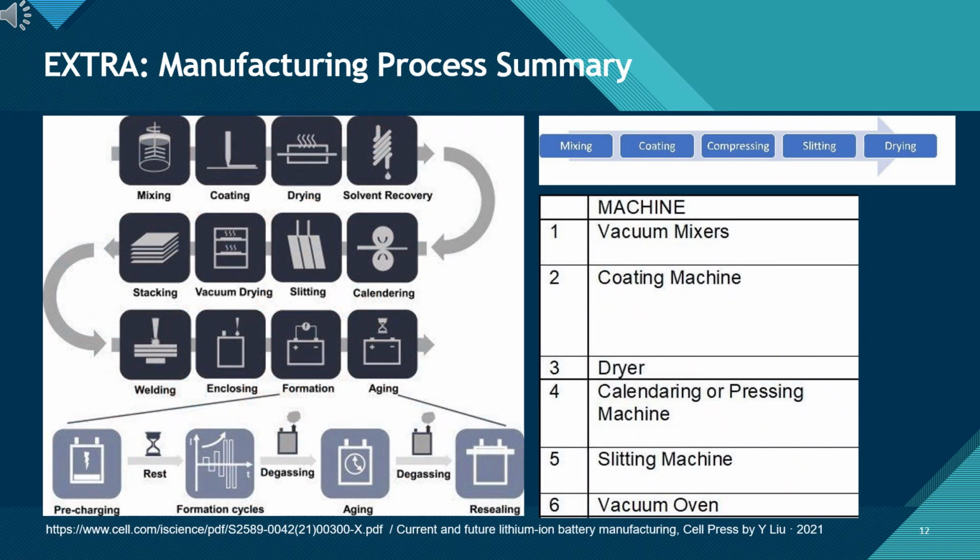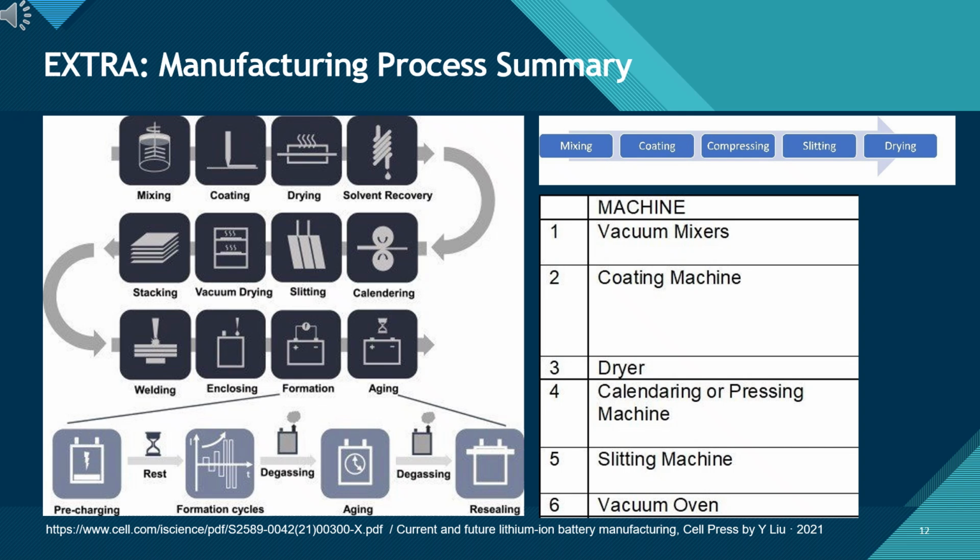In this slide, we take a closer look at the wet electrode manufacturing process for lithium-ion batteries, focusing on the first sequence of steps. The process begins with mixing, where raw active materials, binders, and solvents are combined in vacuum mixers to produce a uniform slurry. Next comes coating, where the slurry is applied to current collector foils using precision coating machines. The coated electrodes are then sent into dryers to remove solvent, followed by compressing or calendering, where a calendering or pressing machine ensures consistent thickness and density.